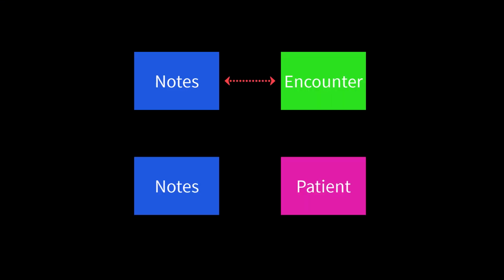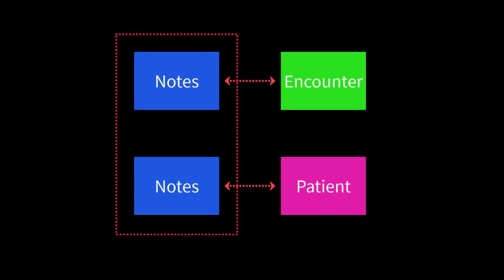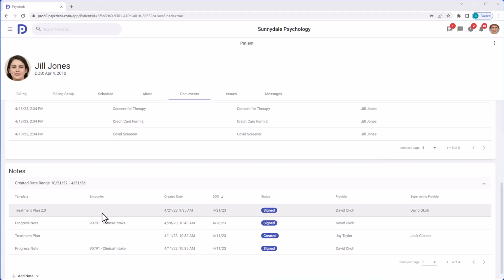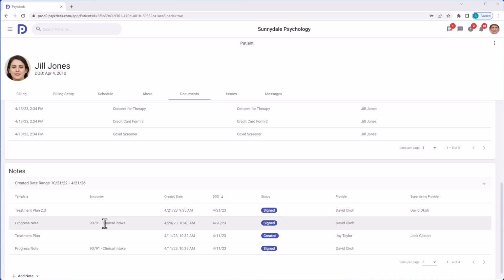Now I can attach notes to an encounter, and I can attach notes to a patient. But when I go to the Documents tab on the patient's chart, it will show all the notes that are relevant for this patient, whether they're attached at the patient level or at the encounter level. And you can tell which note is attached to which item by looking at the notes on the patient's chart and looking at the encounter column. You can see this is blank, so this is a patient note attached at the patient level. This is an encounter note. This is a patient note, etc. So they're all displayed here under the patient.